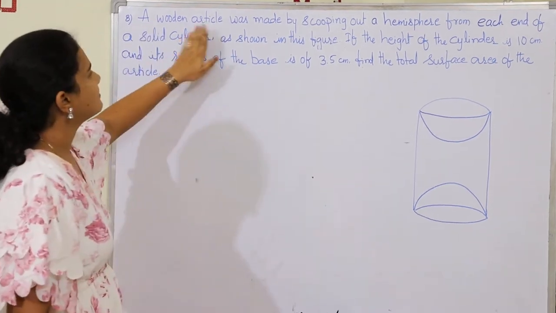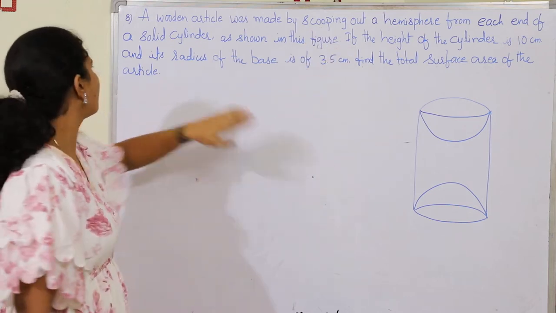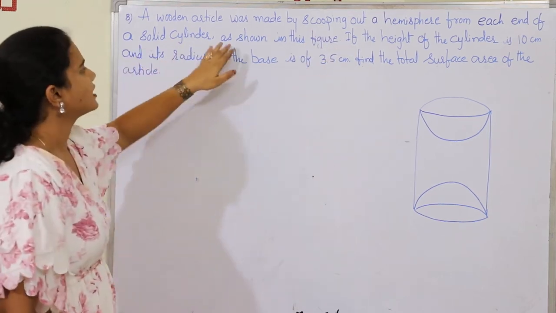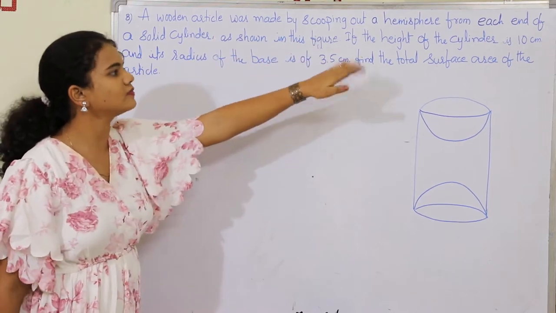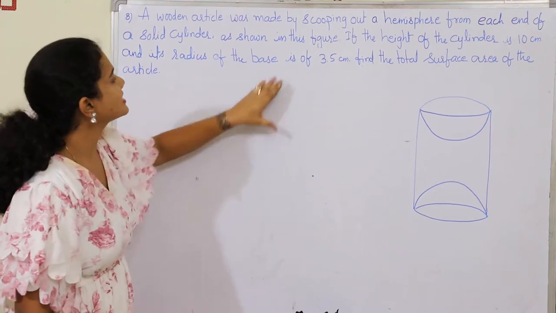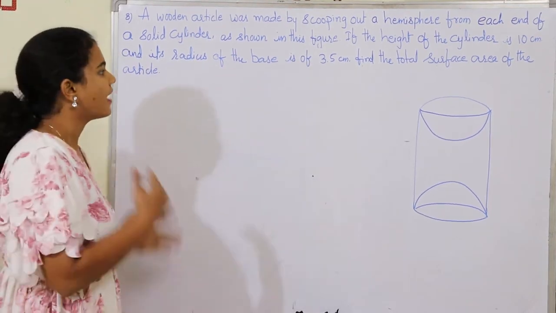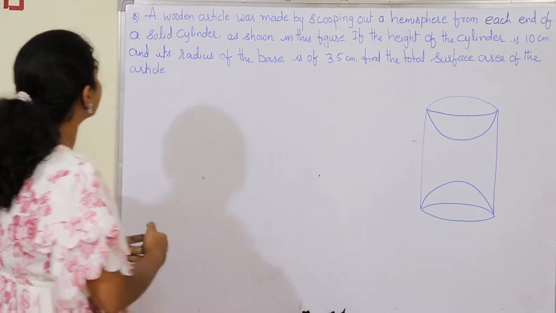A wooden article was made by scooping out a hemisphere from each end of a solid cylinder, as shown in this figure. If the height of the cylinder is 10 cm and its radius of the base is 3.5 cm, then find the total surface area of the article.